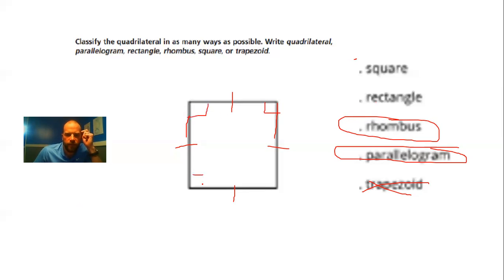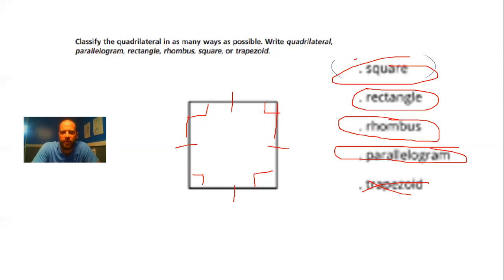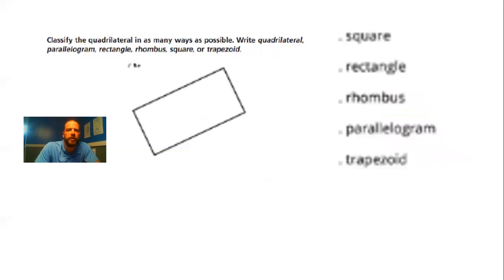It's a quadrilateral. It's a parallelogram. And it has two pairs of parallel lines, which hits all the categories. So you wouldn't think this is a rectangle, but it is. And what about a square? Square means they're all the same length and four 90-degree angles, which this is. So there's your answer. You have square, rectangle, rhombus, parallelogram, but not a trapezoid.